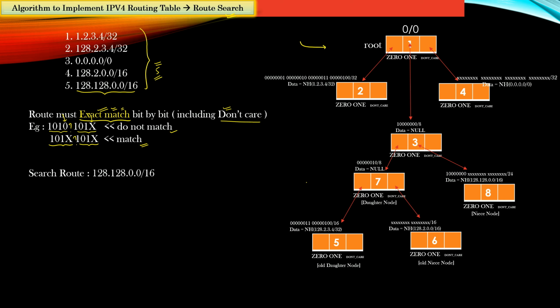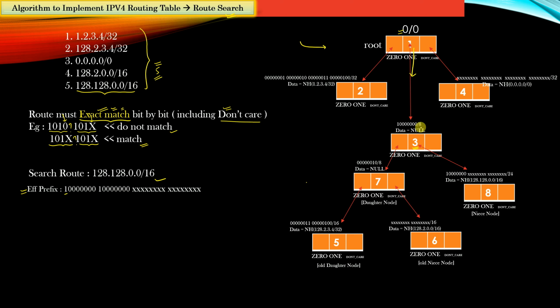Having said that, now let us see whether we are able to search the route 128.128.0.0/16. So the very first thing that we need to do is to compute the effective prefix of this route. So the following is the effective prefix of this route. Now the route search algorithm begins with the root node again. The very first bit of the effective prefix is 1, so I will take a path along the 1th child of the root node and I will land at the node number 3.